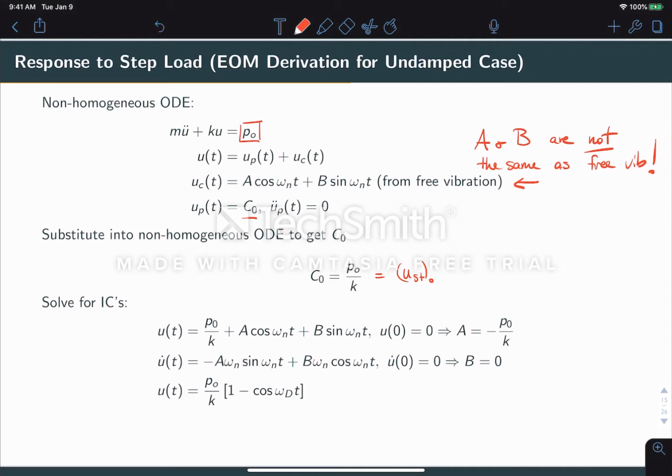We need to solve for them again using the new equations, right? And if we do that, we'll see that A is equal to negative P naught over K and B is equal to 0. So our final solution looks something like this, okay? Keep in mind this is for the undamped case, right? So it's going to look a little bit simpler than what I showed in the previous slide.